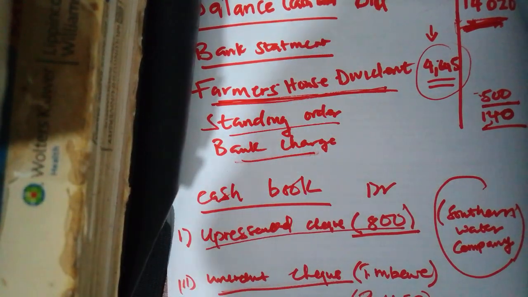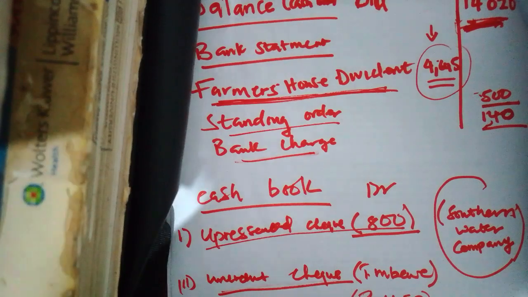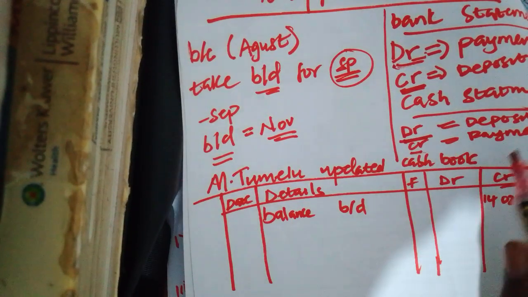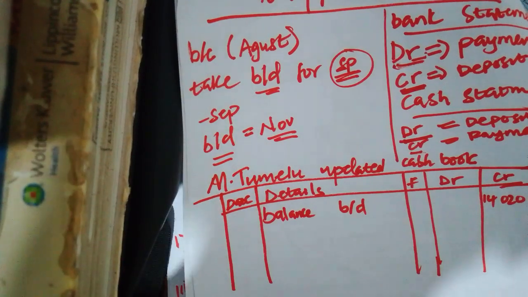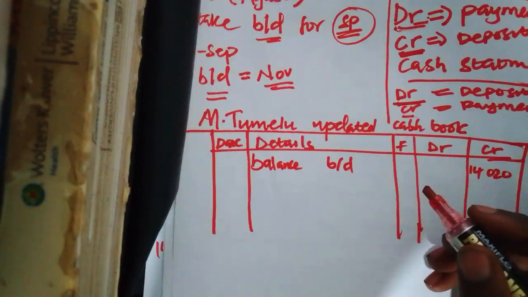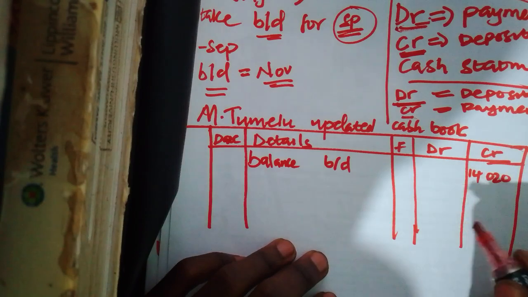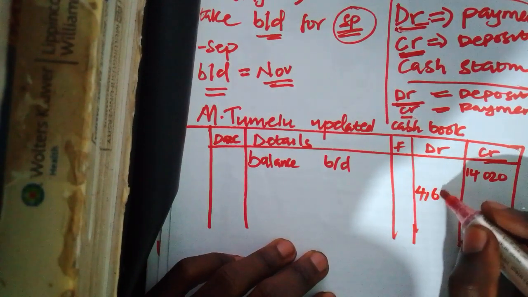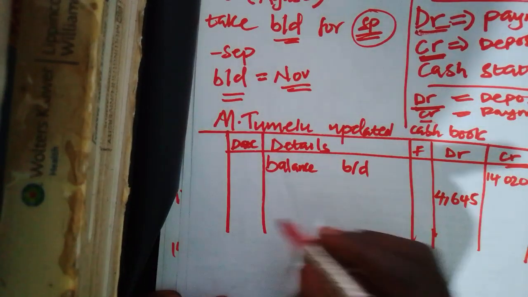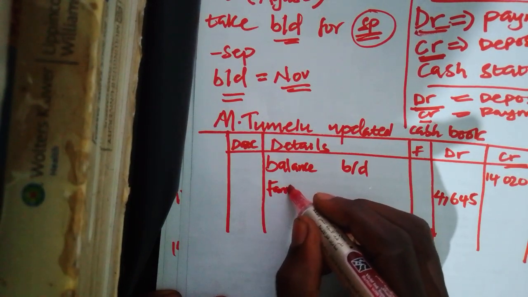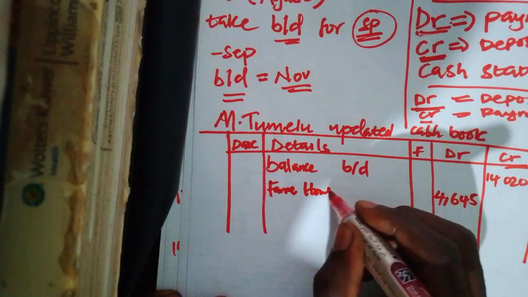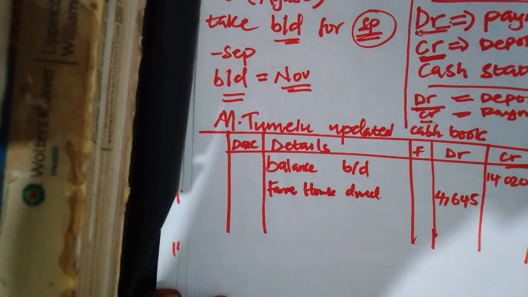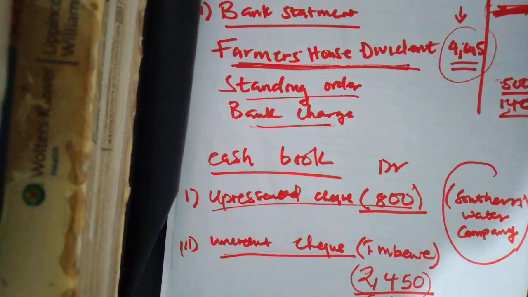Then our first transaction which appeared on the bank statement was the Farmers House dividend. It was on the credit side of the bank statement, meaning in the cash book it will be on the debit side. So you have to indicate here 4,645, which was the Farmers House dividend.